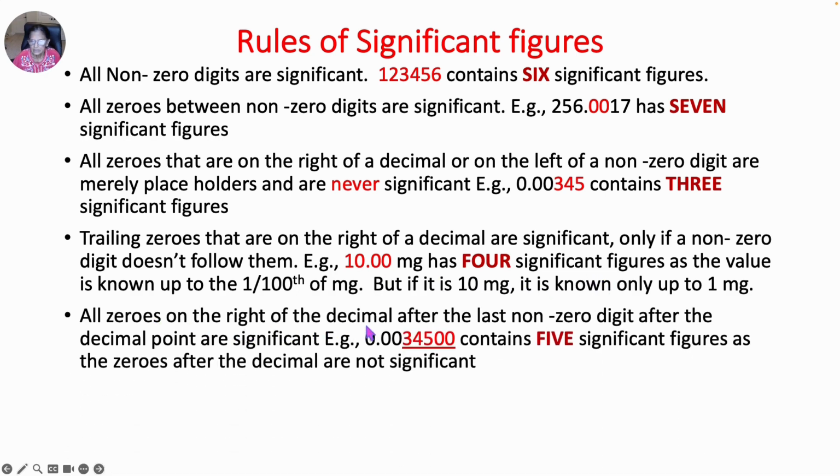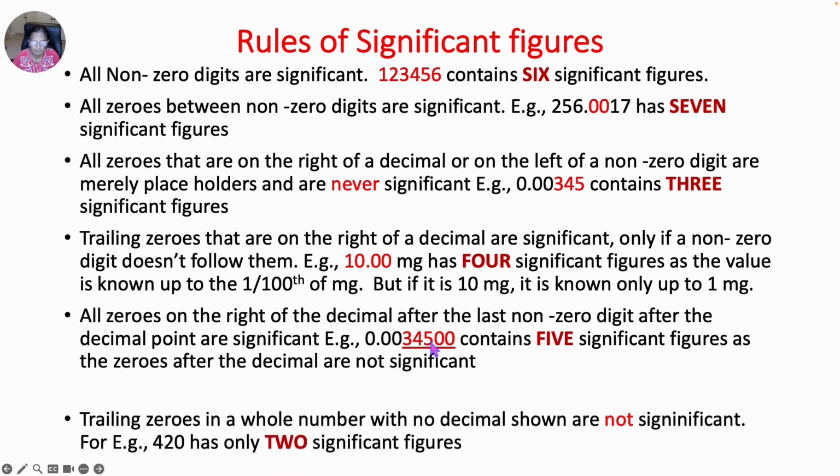All zeros on the right of the decimal after the last non-zero digit after the decimal point are significant. For example, after the decimal, these 2 zeros are not significant, but these zeros after the non-zero digits are significant. Hence, this figure contains 5 significant figures as the zeros after the decimal are not significant. These 2 are not significant, but these 2 are significant.